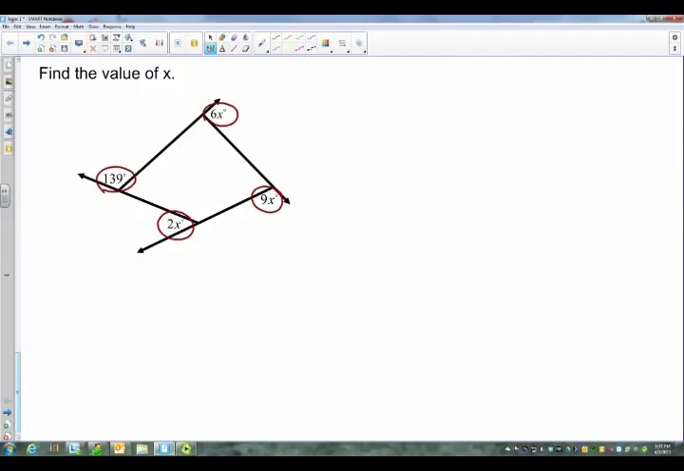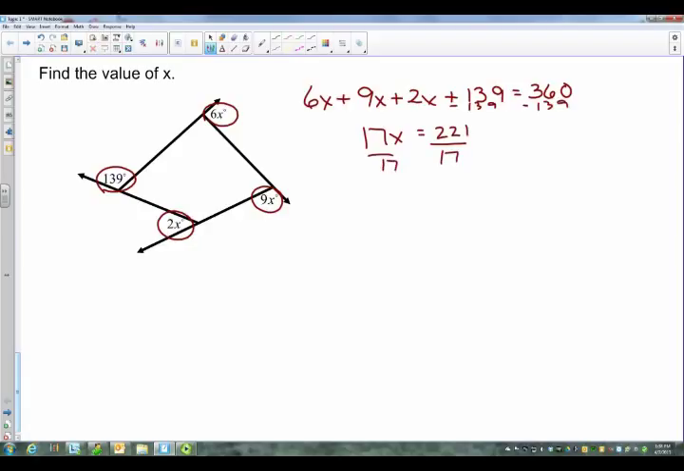Well, because of that theorem, it says that if I were to add them all up, so I got 6x plus 9x plus 2x plus 139, I will end up with 360 degrees total. Okay, so I'm going to take this, combine my like terms. So 6x plus 2x plus 9x is 17x. I'm going to subtract the 139 from both sides, and that gives me 221. Then I'm going to divide by this 17, and that tells me that x is going to be 13, and there is your final answer.